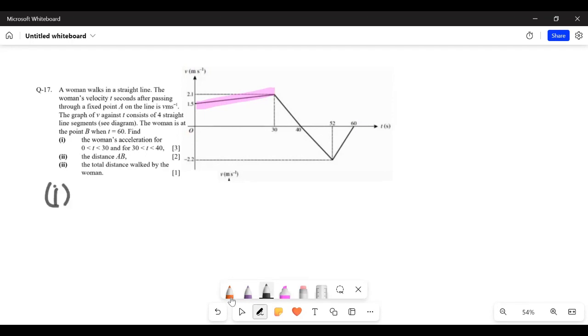How do we find acceleration in a velocity time graph? It's the slope, the gradient. So you can do rise over run, or you can also use equations of motion. I'm going to use rise over run. Rise is from 1.5 to 2.1, so 0.6 units. Run is 30 seconds. So acceleration is, what do we get? 0.6 divided by 30 is 0.02.